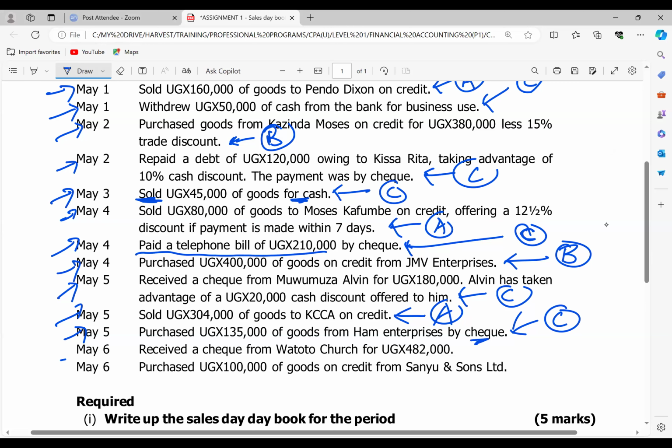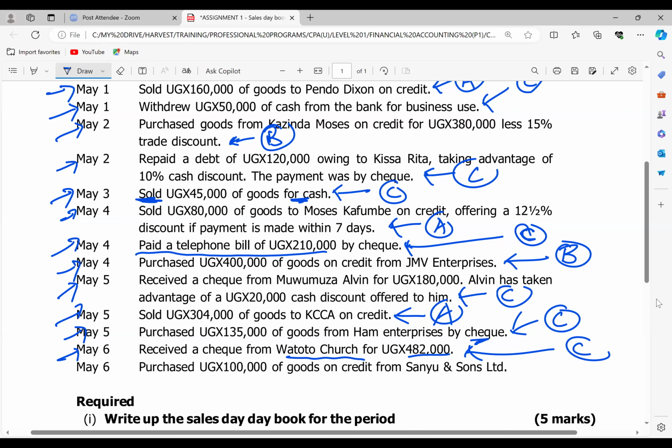Then we have 6th of May, received a check from Watoto. Enid, this is also yours for performing well. 6th of May, received a check from Watoto Church, 482. Received a check from. That is a cash book. Okay.